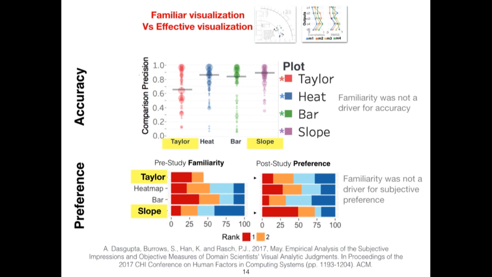changes drastically when we ask them to rank their levels of preference post-study. So close to 50% of the people said that they preferred slope plot the most, which is kind of contrary to the literature that we're aware of, that familiarity is a strong driver for subjective preference. So this was a good result, and we are currently encouraged by the effectiveness of the slope plots and building an actual tool incorporating that within the visualizations that climate scientists would use for model comparison.